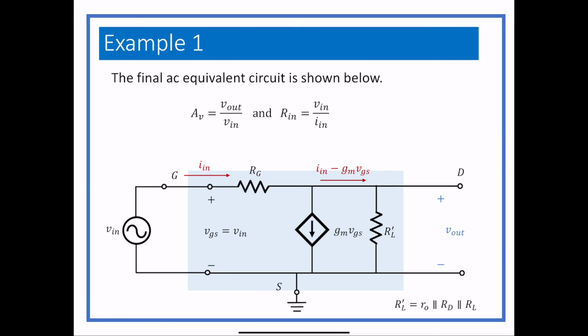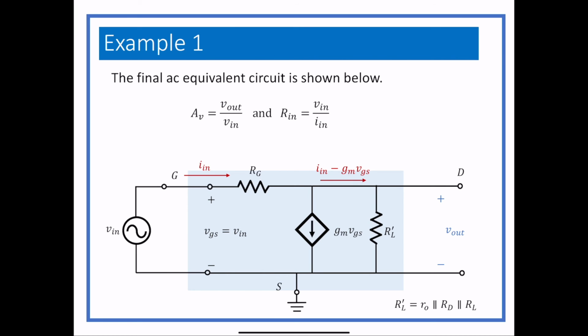So we have everything kind of marked on here. First of all, In is the current going into the gate. And you'll notice that it's not 0. It's not 0 because of that gate resistor. So it cannot be 0. The input resistance is not infinity. So the input current is not 0 in this particular configuration.